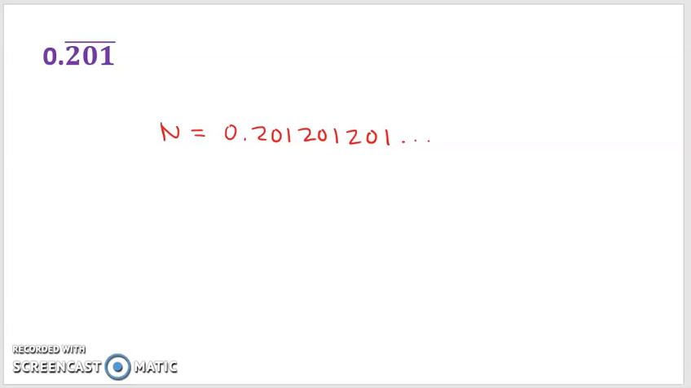All right. So there are 1, 2, 3 repeating places. So I'm going to multiply that number by 10 to the third, which is 1,000. Remember, if you multiply by 1,000, you're going to move that decimal place over 1, 2, 3. So if n is equal to 0.201 repeating, 1,000n equals, okay, so I'd have 201.201201201, and so on.